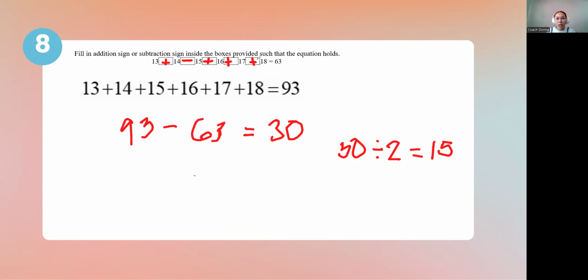All right, let's double check. 13 plus 14, that's 27. Minus 15, that's already 12. Plus 16, that's 28. Plus 17, that's 45. And plus 18, that's 63. So that is our number 8. That's how we answer questions like number 8. That's it. Let's proceed to the next number.